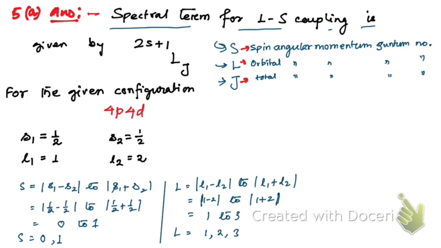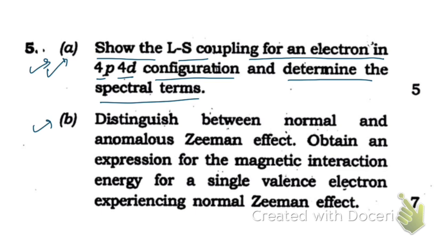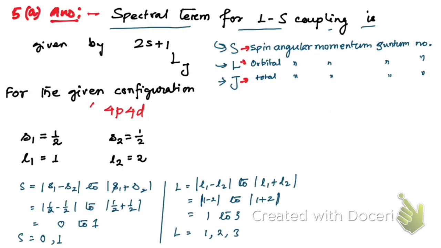In question 5a, the given configuration is 4p 4d. For this configuration, let us assume there is one electron in 4p and one electron in 4d. For those two electrons we have s1 and s2 both equal to half, the spin quantum number. For p the value of l is equal to 1, and for d the value of l is equal to 2.